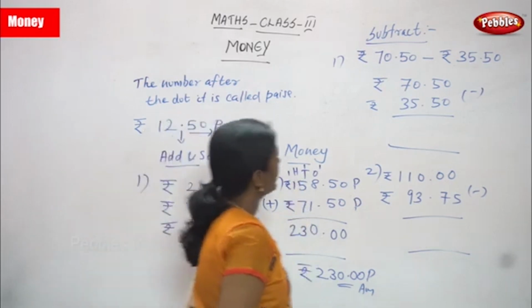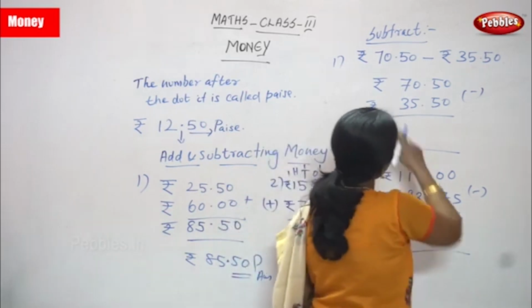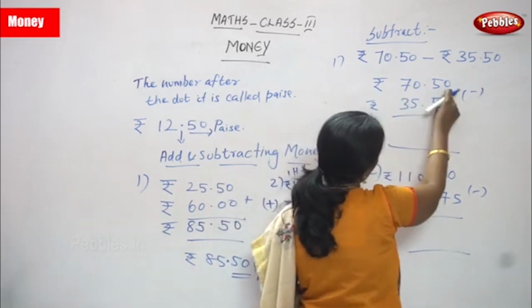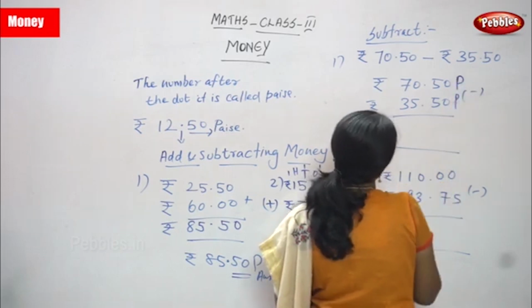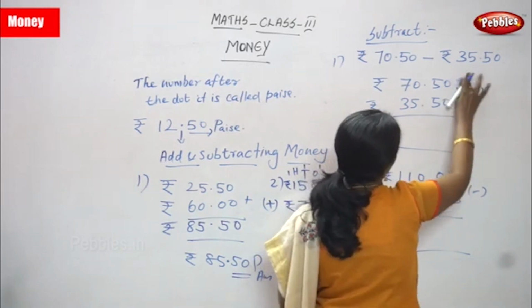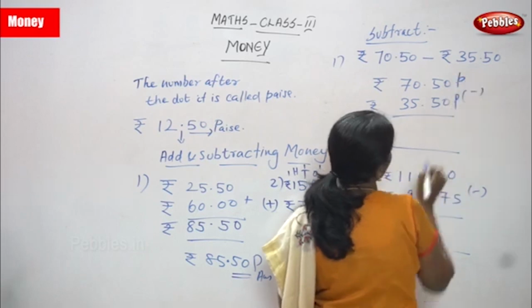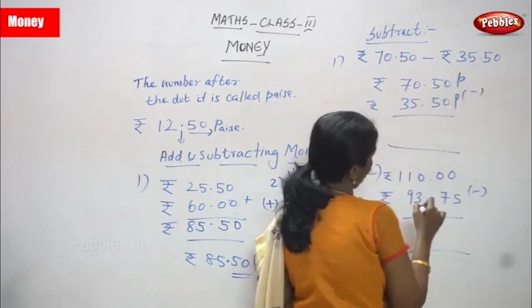So, right answer. Next, subtraction. This is 70 rupees 50 paise. Don't forget it. Okay, this is 35 rupees 50 paise. Now we are going to subtract.